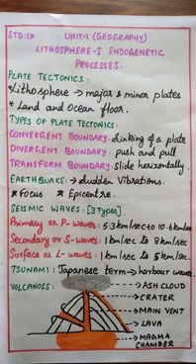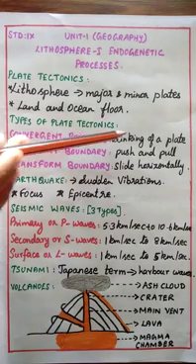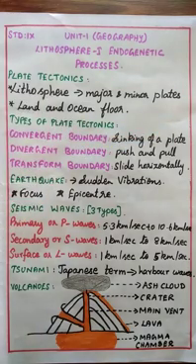Next we are going to see the types of plate boundaries. There are three types: the convergent boundary, divergent boundary and transform boundary. Convergent boundary is the sinking of a plate, that is, the plates move up toward each other and sometimes a plate sinks under another. That is called the convergent boundary.